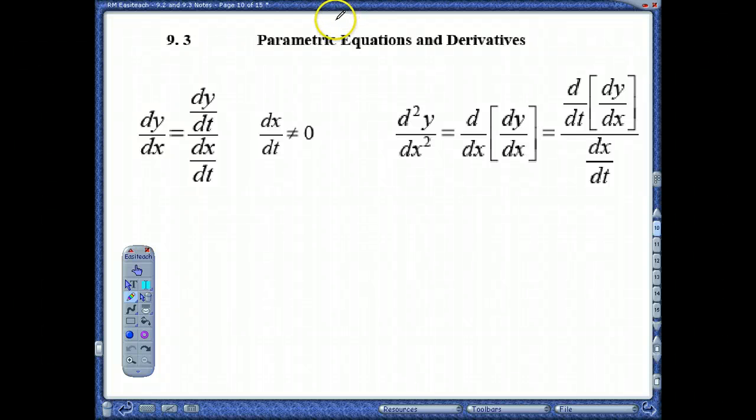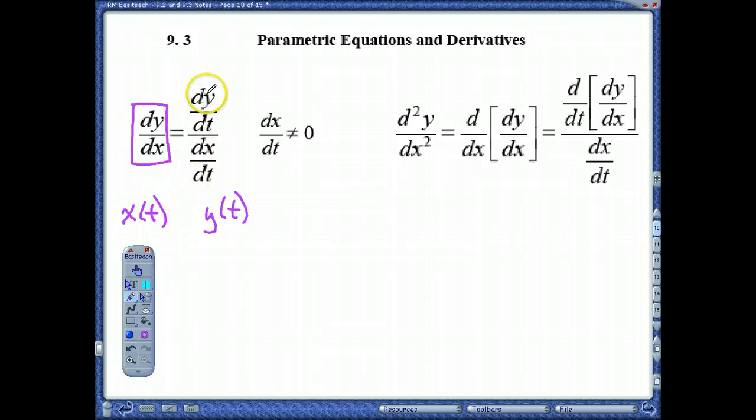Welcome to section 9.3, which is parametric equations and derivatives. When they ask us to find dy over dx, that can be a little daunting, seeing how we have parametric equations. So we have x in terms of t and we have y in terms of t. Well, never fear, we can still find dy over dx. What we're going to do is take the derivative of y with respect to t. So we're going to take this equation and find y prime in terms of t, and we're going to divide that by the derivative of x with respect to t.